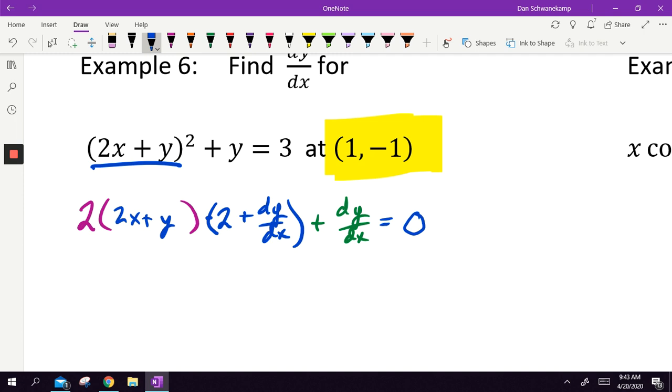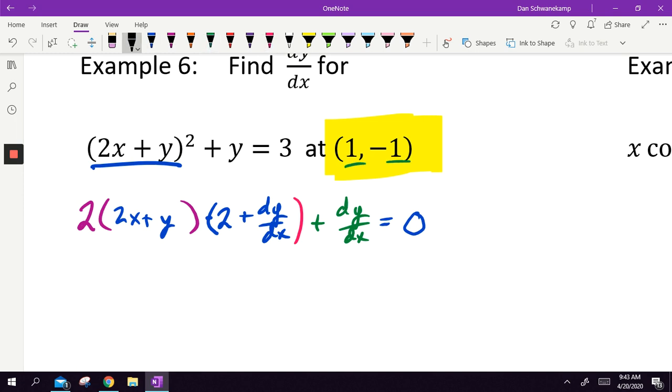So there are two things you could do here. You could get dy dx by itself right here, but you don't want to. This is ugly. It's foiled out. You got to do some crazy stuff here. You'd have to divide and subtract, and it's not something I want to do. And so what I'm going to do instead is, I want to find this derivative at a point. I'm just going to plug in the point.